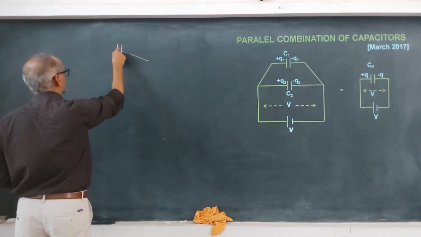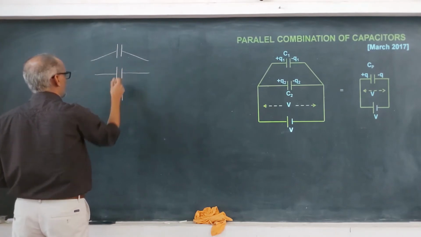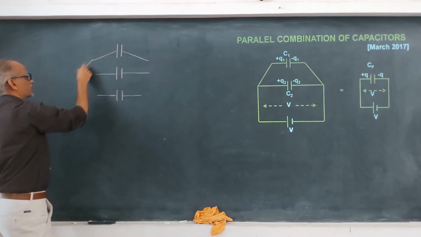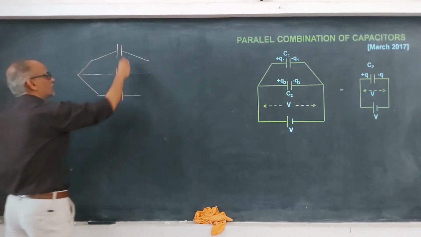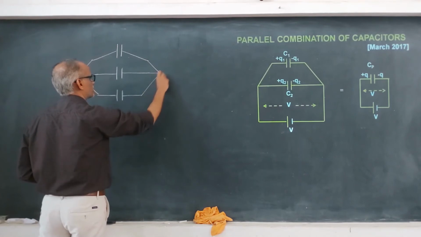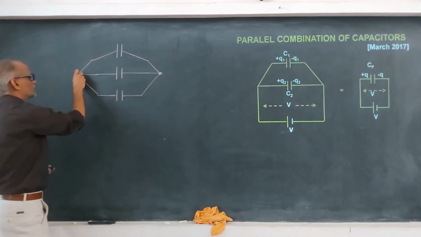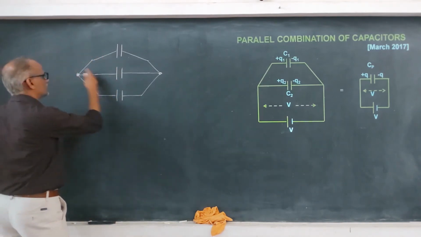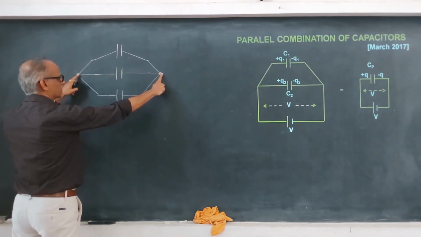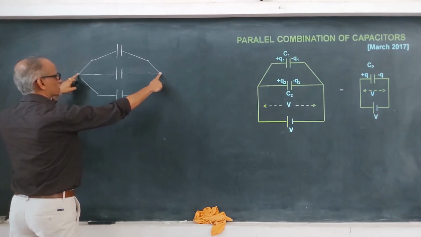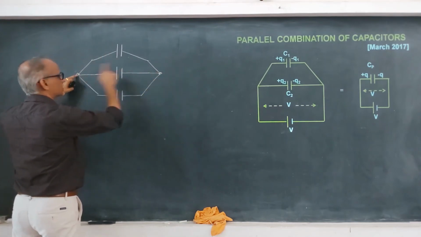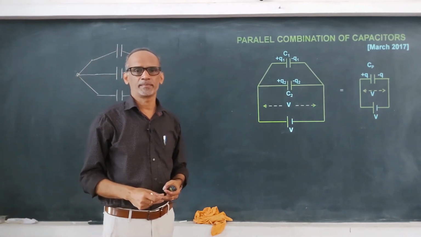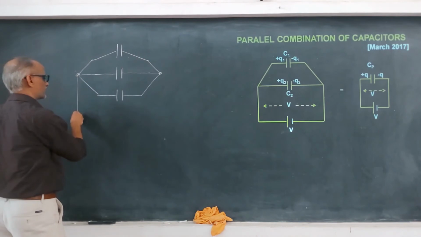All the left hand side terminals are connected to one point. All right hand side terminals are connected to one point like this. So capacitors are said to be in parallel if they are connected between 2 points like this. If all the capacitors are connected between this and this, then such a combination is called parallel combination of capacitor. And to that we connect the battery.